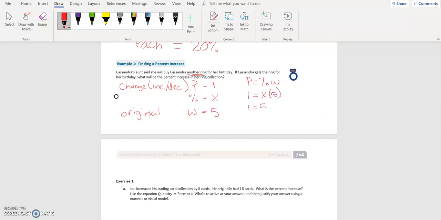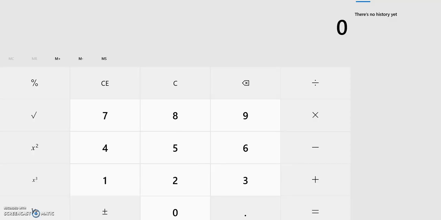1 is equal to 5x. I'm rearranging that so our coefficient goes in front of the variable. And then it's a one-step equation. I have multiplication, so undo it with division. So x is equal to 1/5. Now, it says what percent? 1/5 is not a percent, so we need to make it into a percent. I have 1 divided by 5, which is equal to 0.2.